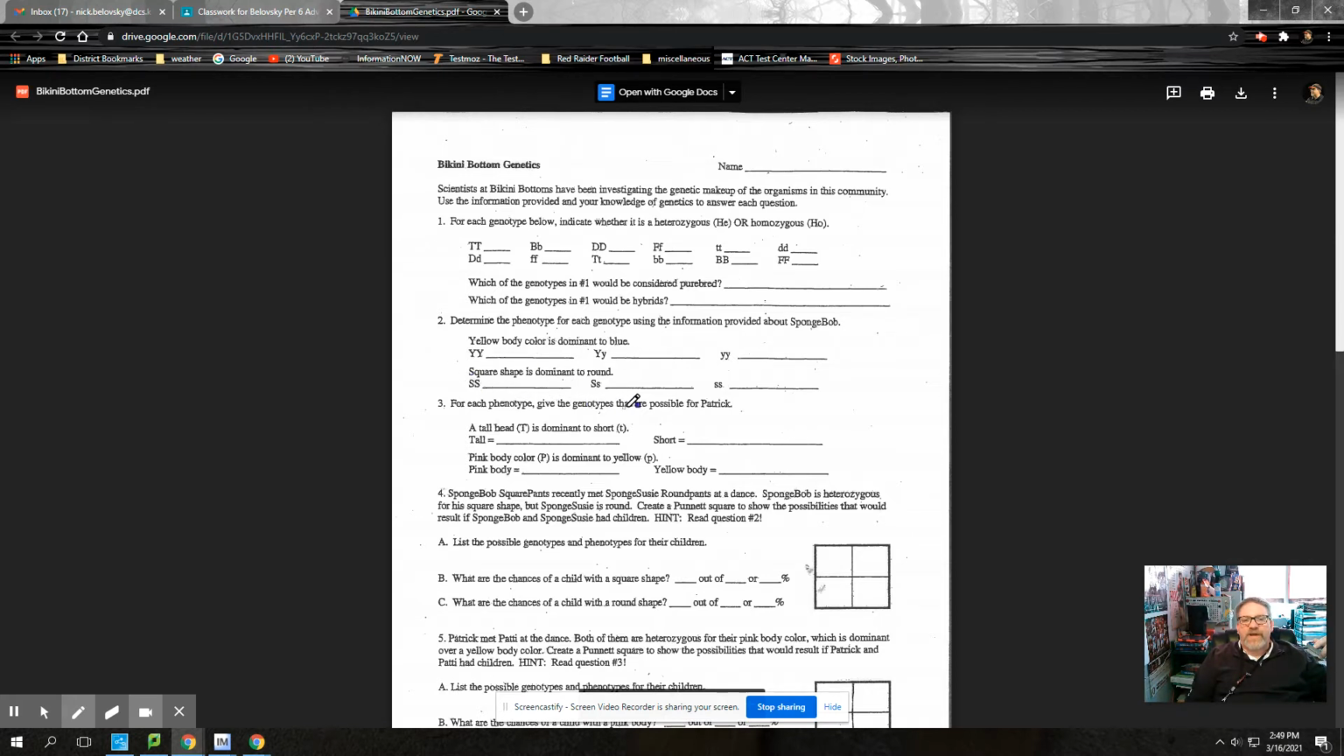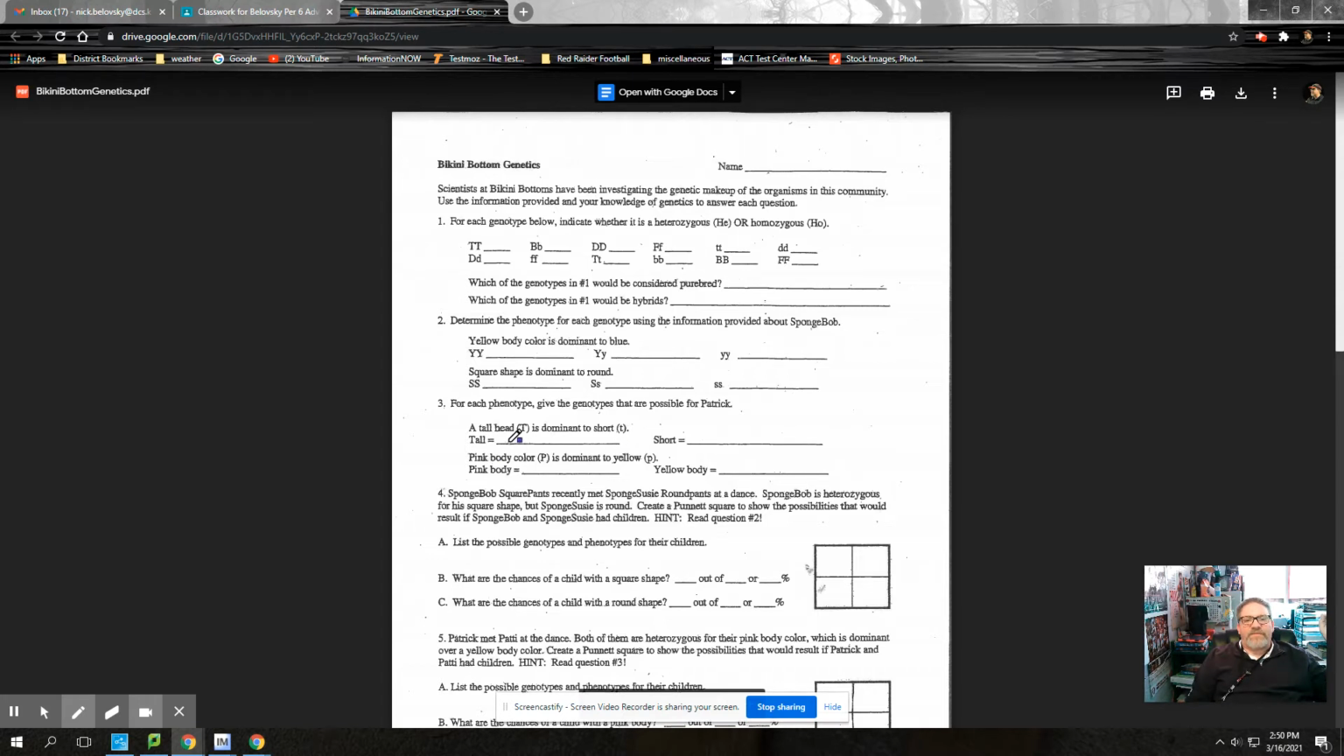Okay, and then square shape is dominant to round right down here. All right, so answer number two to the best of your ability. Hit pause if you need to go back and do it again. All right, number three. For each phenotype, give the genotypes that are possible for Patrick. All right, so we're talking about Patrick now. In order to have a tall head, what all would your genotypes have to be?